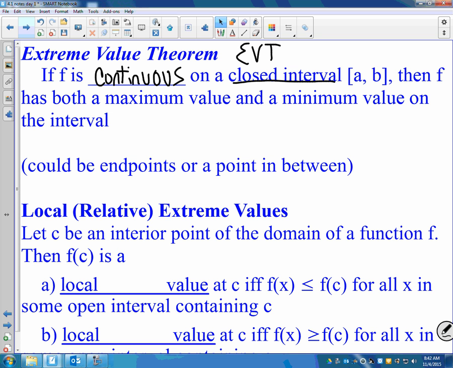Maybe you also remember finding local or relative max and mins in past classes. Do you remember the difference between an absolute max and a relative max?